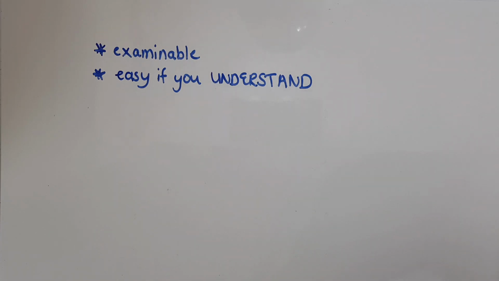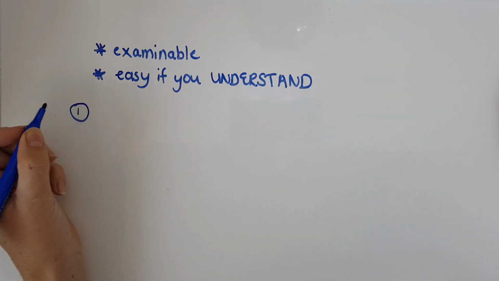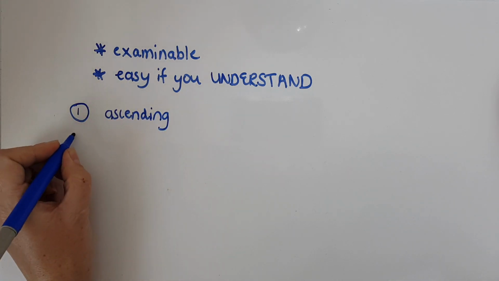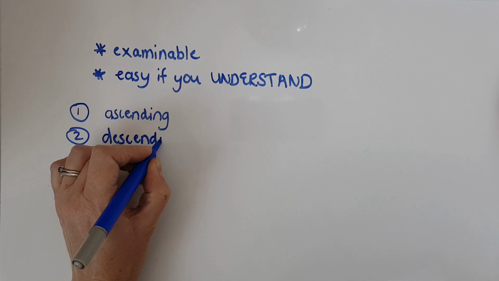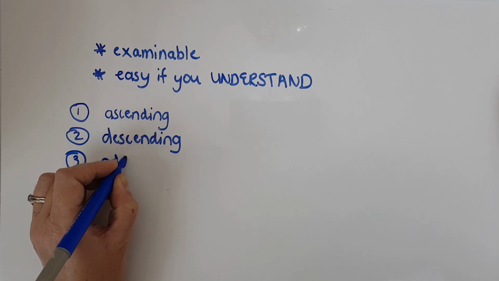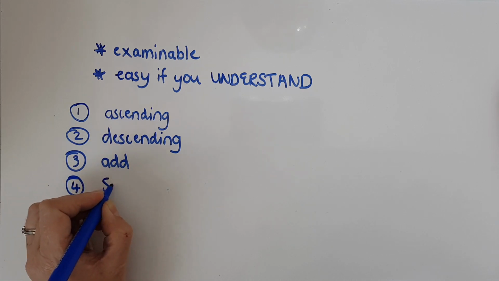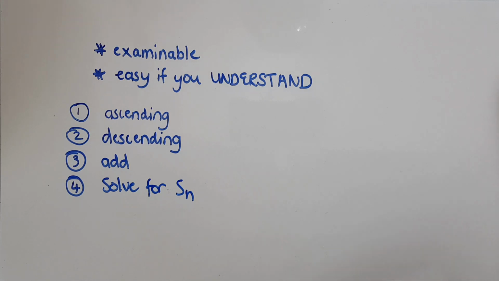Okay, so what we're going to do is follow 4 steps, and then I'm going to take you through how to understand it and finally how to do it. The first step is we're going to write a sequence in ascending order, and these will be the steps to memorize. Then we're going to write the whole thing again in descending order. Then we're going to add them. This makes no sense right now, but it will make some sense later. And then we're going to solve for Sn.